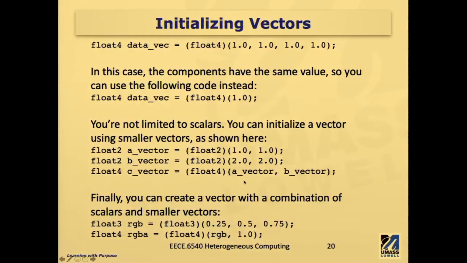Finally, you can create a vector with a combination of scalars and smaller vectors. Let's say you have a three-element vector RGB with three floating-point values, and you can expand that to a four-element float vector by using RGB and an additional scalar value.